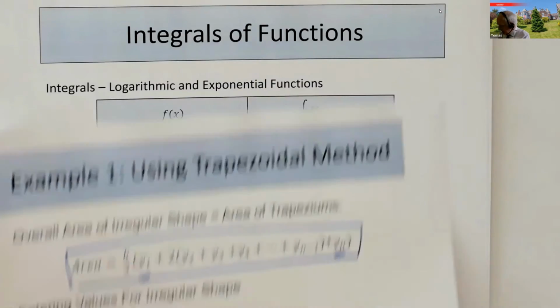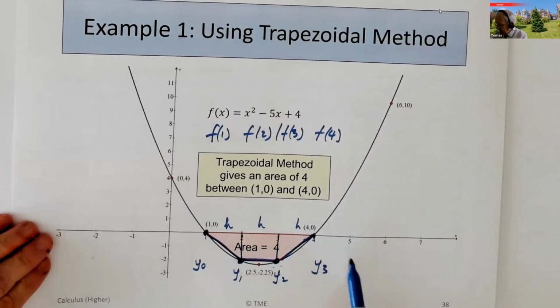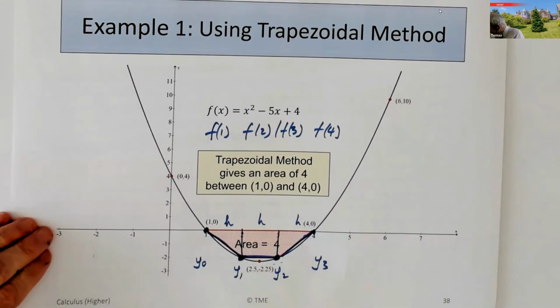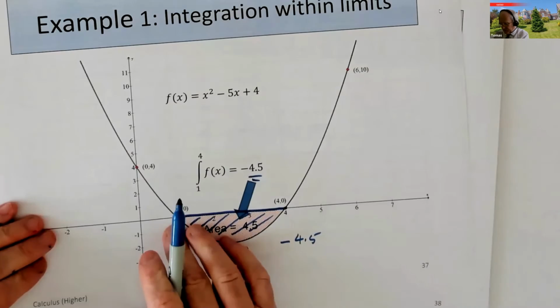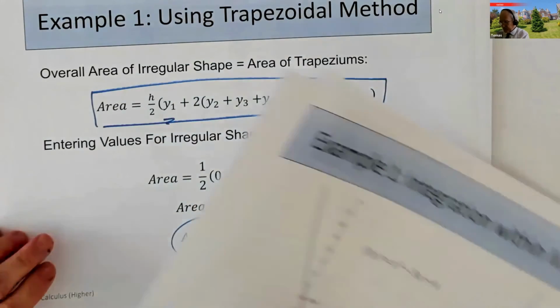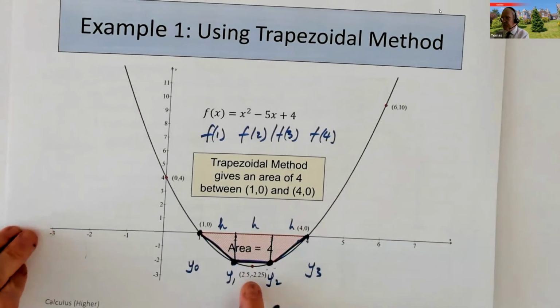And we can see that the area of 4 there is slightly different to the area of, I think we got 4.5 when we did it with integration. We got 4.5. So the curve was a little bit more than the trapezoid. And that makes sense because all those little white bits there are included in the curve, but not in the trapezoid.